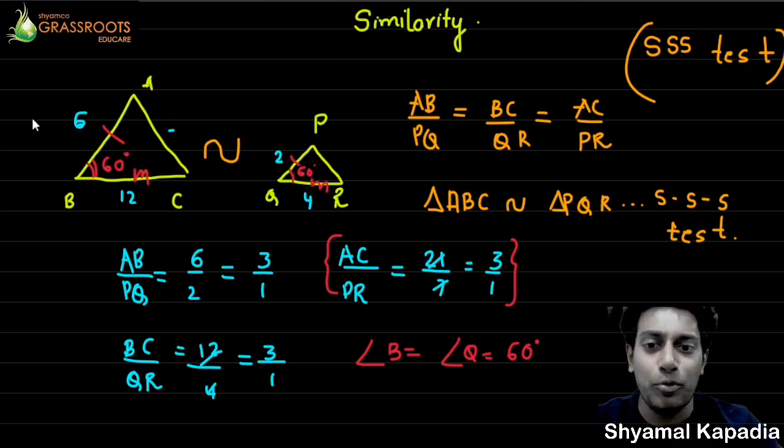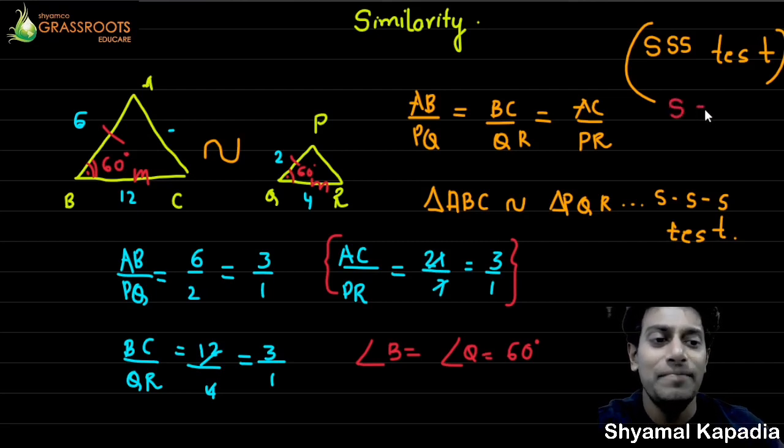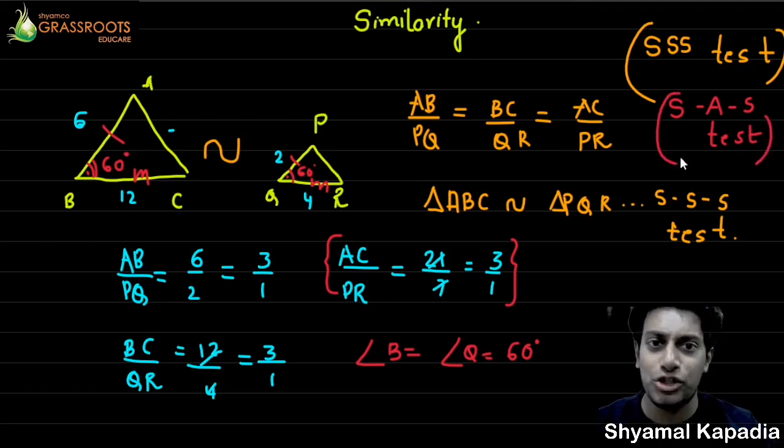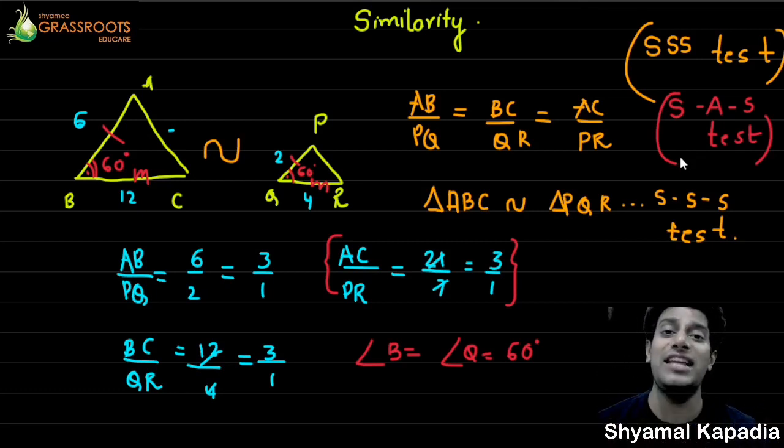These sides are in proportion and the angle between the two sides is equal. The angles are equal, but the sides are in proportion. The ratio of the sides are in proportion. So I can say by side angle side test, because two sides are in proportion, the ratios are in proportion, and the angles are equal, the angle between the two sides. So the name of the second test in similarity is side angle side test.